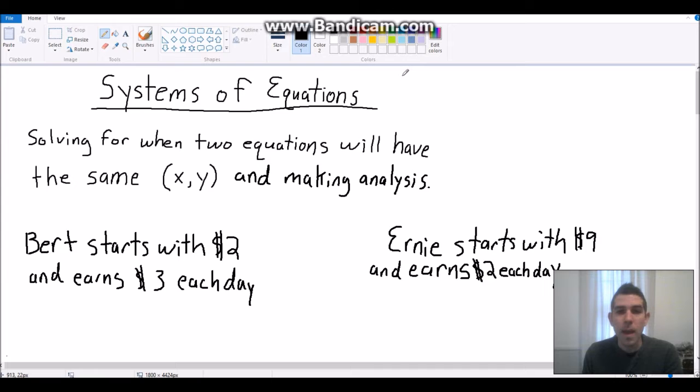And we're going to want to compare these two linear equations. We're still in the linear unit and we want to compare two. So we want to solve for when two equations will have the same x and y, and then make an analysis about that.